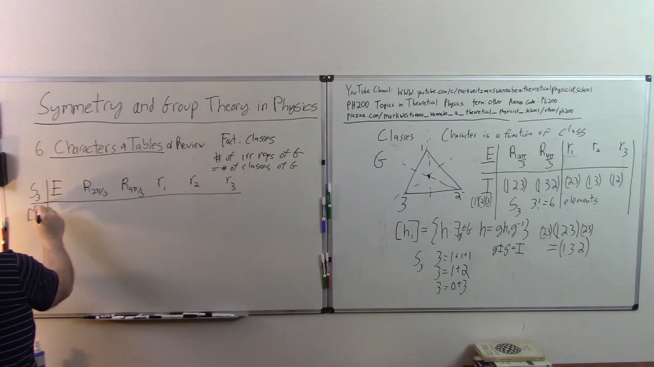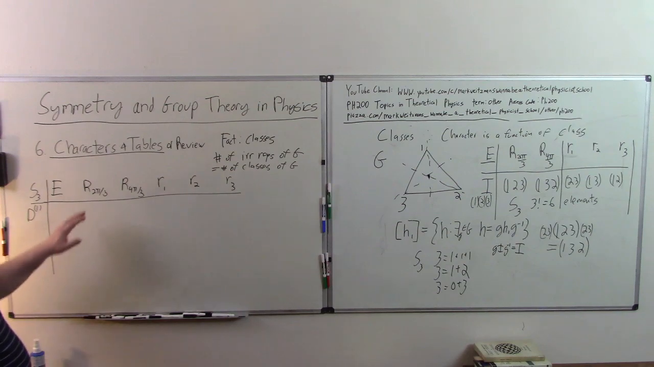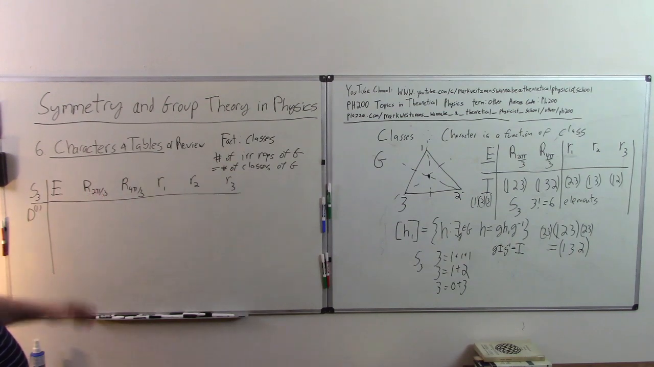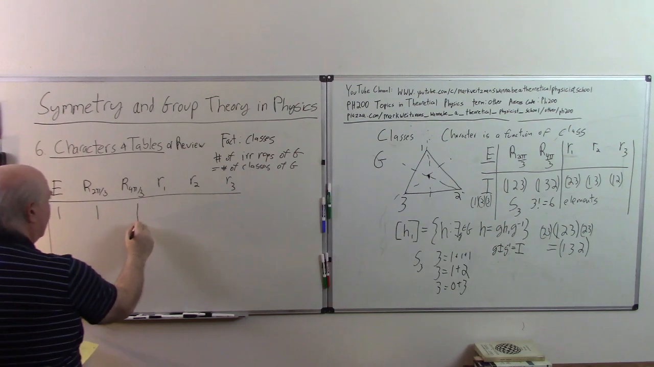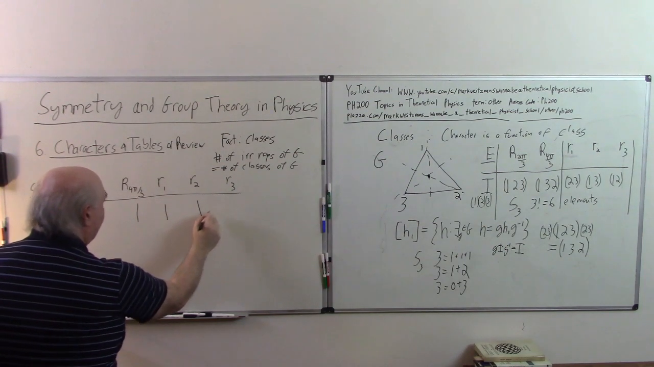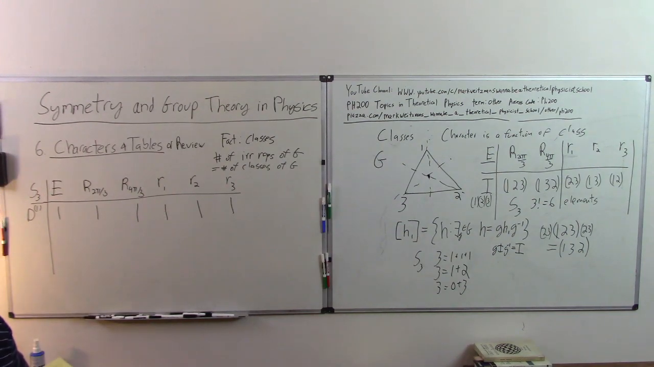First one I'm calling D1. Every group has one simple representation. If I represent every element by the number 1, it will clearly satisfy D(g1 g2) equals D(g1) D(g2). So this is the first representation. It's a one-dimensional representation. We just assign 1 to every group element.